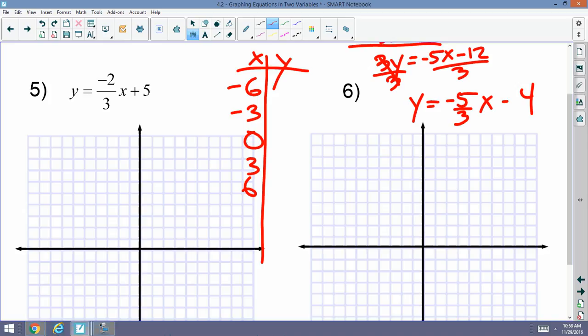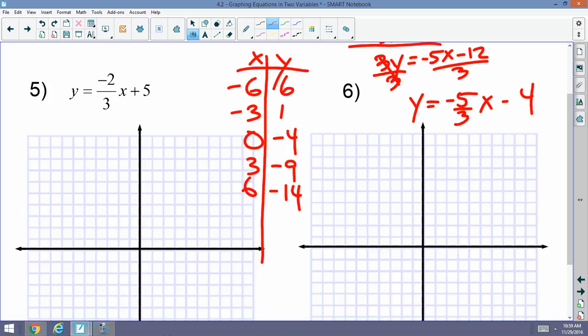When x is negative 6, what's y? You're going to have 10, 10 minus 4, so positive 6. When x is negative 3, it's going to be 1. When x is 0, negative 4. When x is 3, negative 9. When x is 6, negative 14.